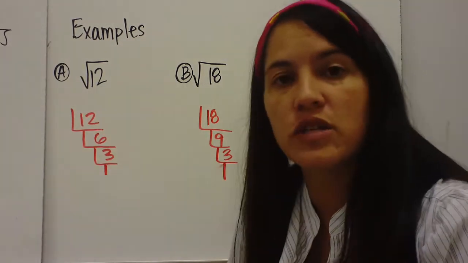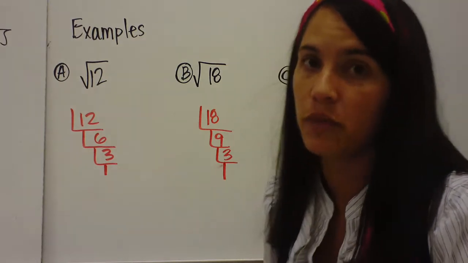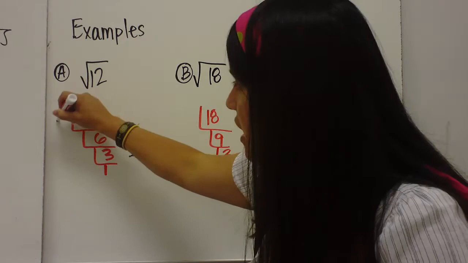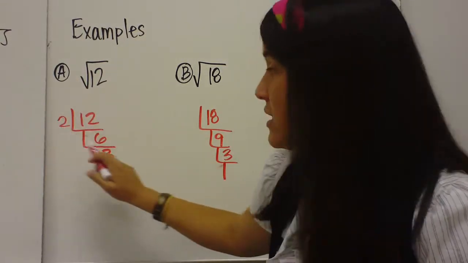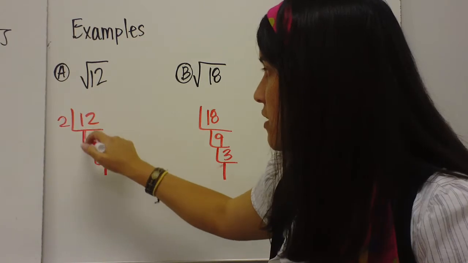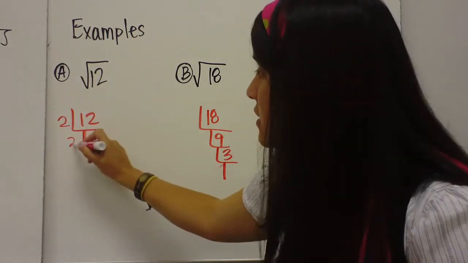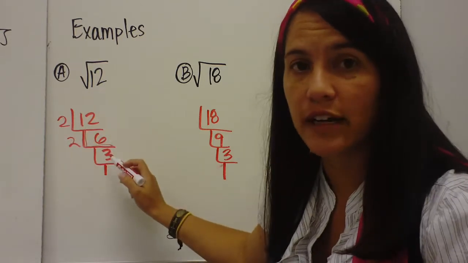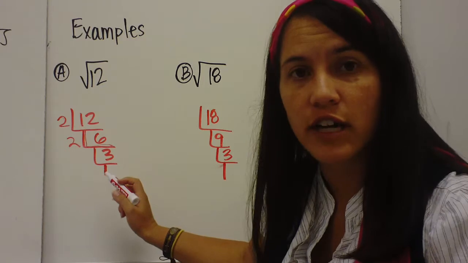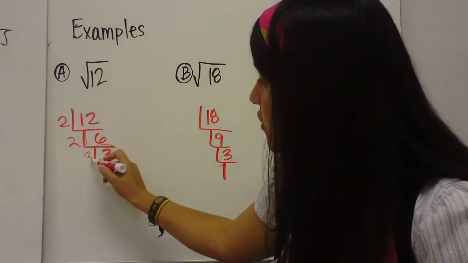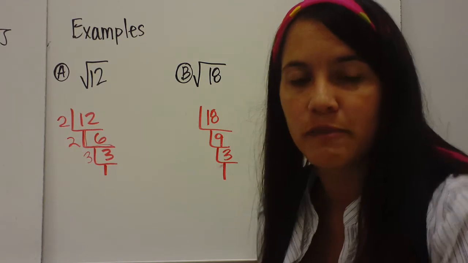12, and I need to use the smallest prime number that I can, so starting with 2. So I put a 2 on the outside. And 12 divided by 2 is 6. And then I do another stair. I need to divide 6. So 6 divided by 2 is 3. And then I need to divide 3. But 2 won't go into 3, so I need to use 3. 3 divided by 3 is 1. So then I'm done. That's upside down division.